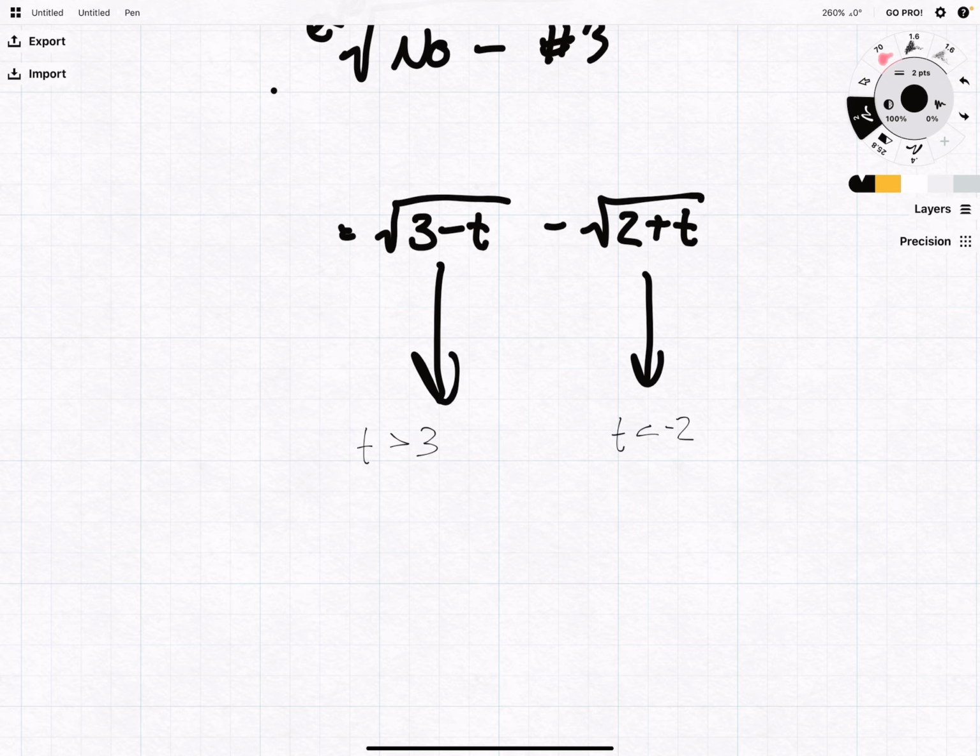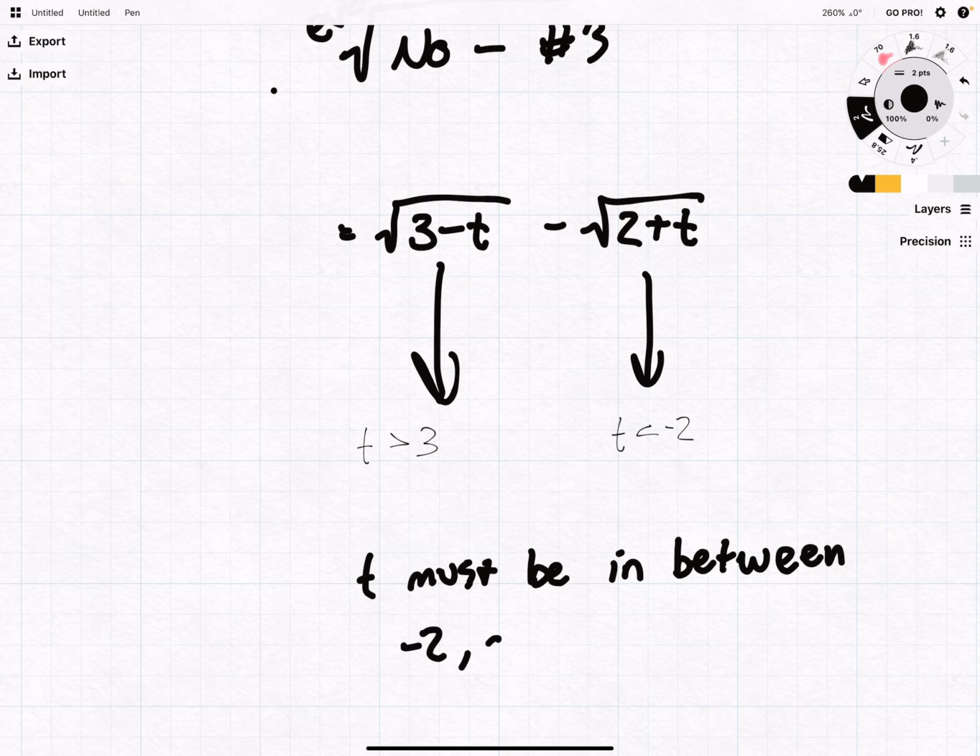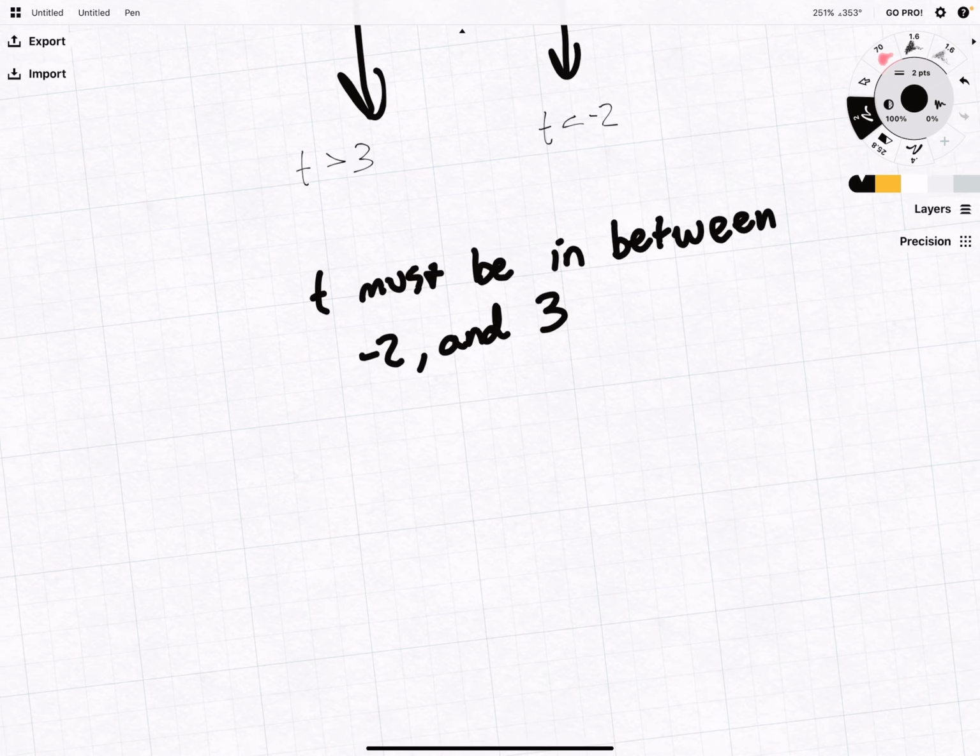That's just a quick way to check it. So if we look at this and we know that t can't be greater than 3 or less than negative 2, we know that it has to be in between those two numbers. So that means t must be in between negative 2 and positive 3. So how would we write that?